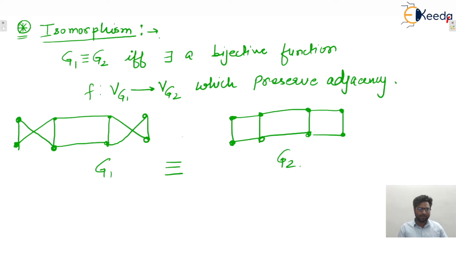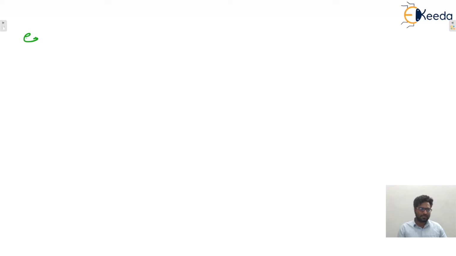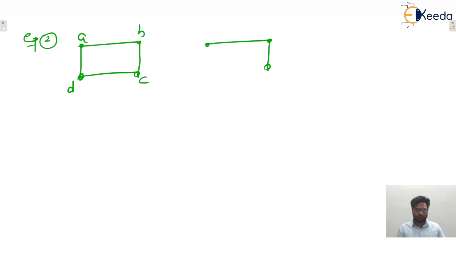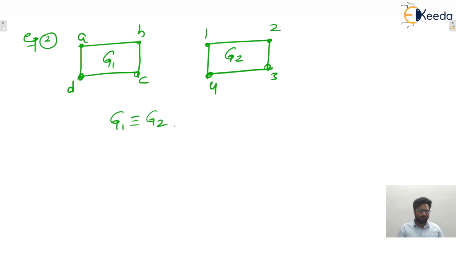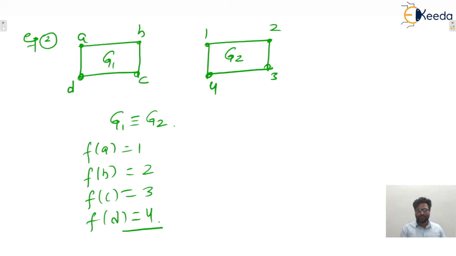So let us take one more example, example number 2. Two graphs are given to you. Let's say A, B, C, D. Labels may be different, no problem at all. One more graph is given to you, that is 1, 2, 3, 4 here. Let's say this graph is G1, this graph is G2. So G1 is equivalent to G2. Yes or no? Yes. So here f of A is 1, f of B is 2, f of C is 3, f of D is 4. Yes or no? That is the function.